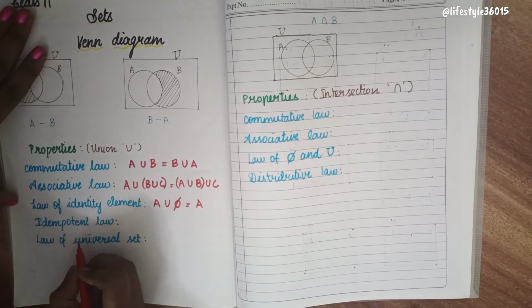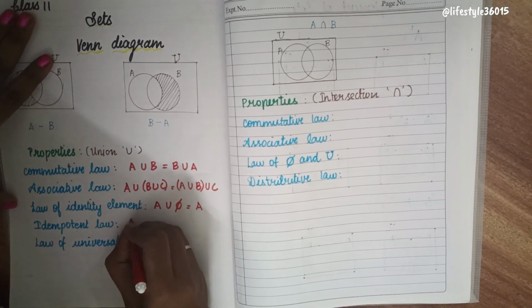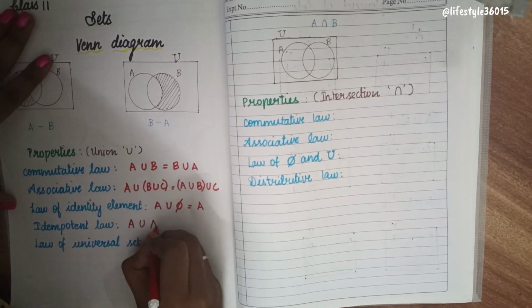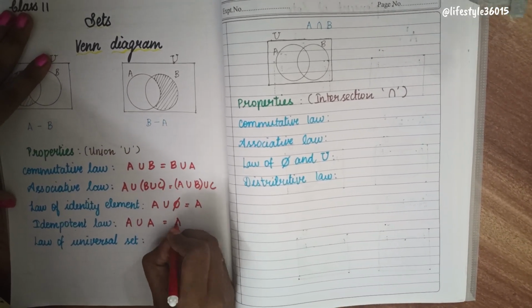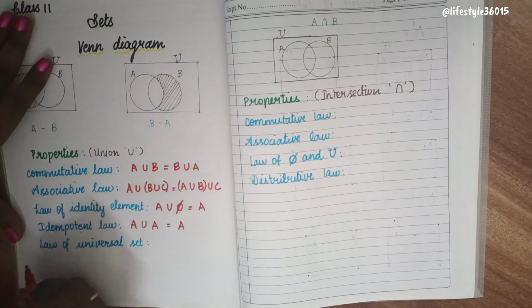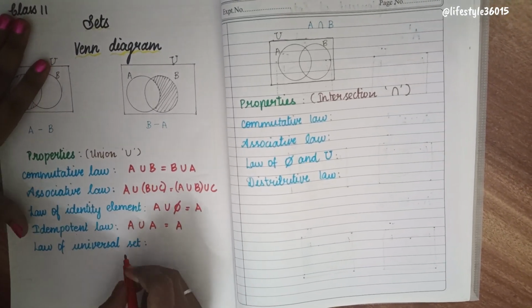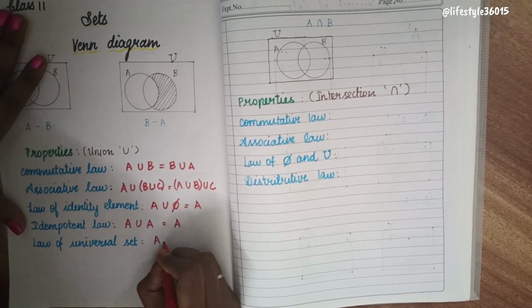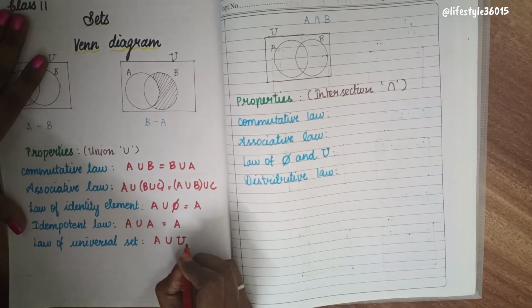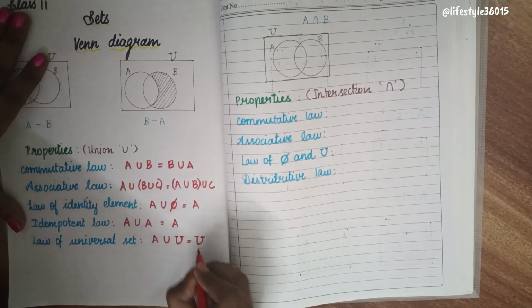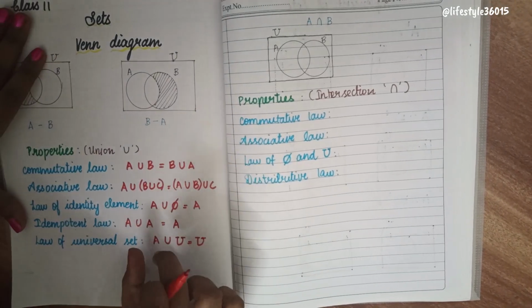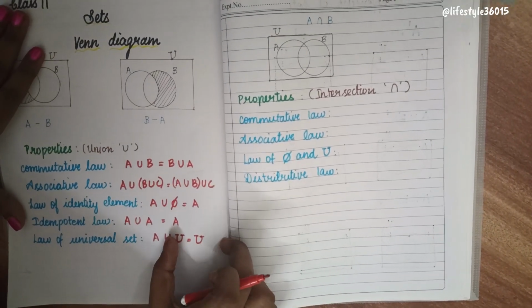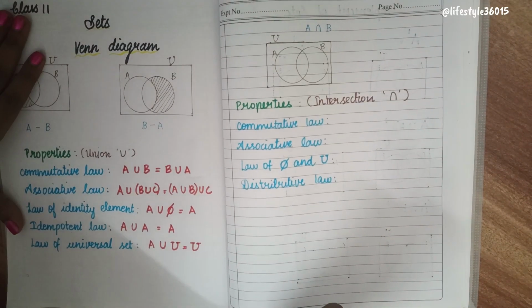Next, we will be looking at idempotent law. When you unify set A with set A, you will get the answer as set A only. Next, law of universal set. When you unify set A with the universal set, the answer is universal set only. Because set A is a subset of universal set, right? The answer is universal set only.